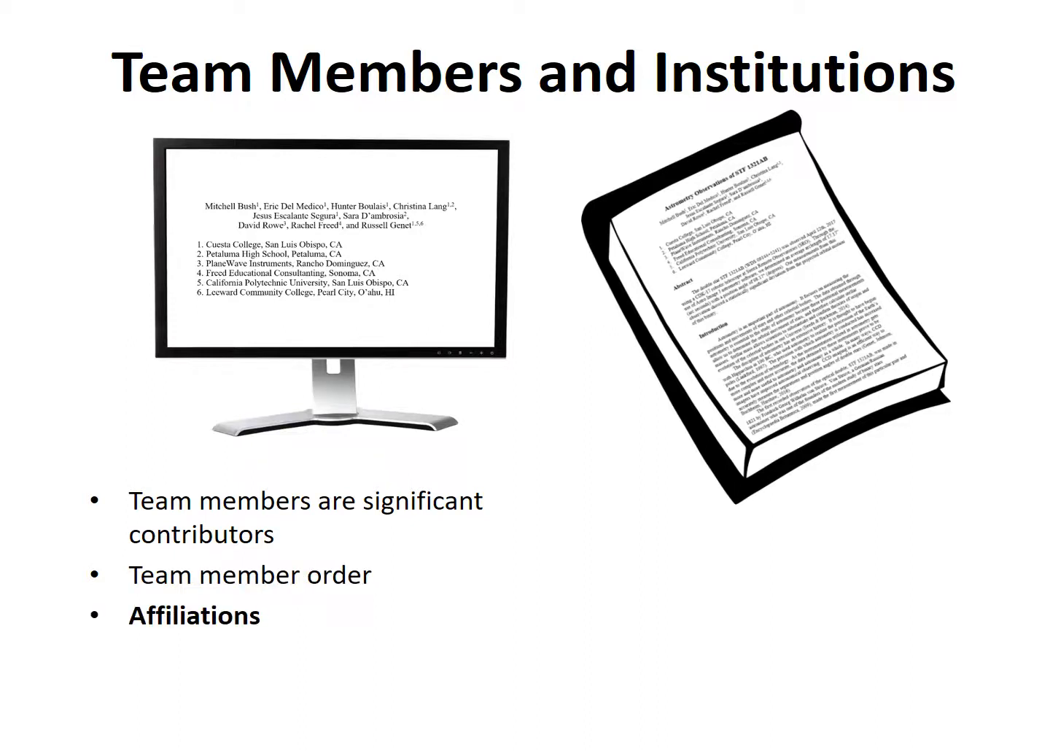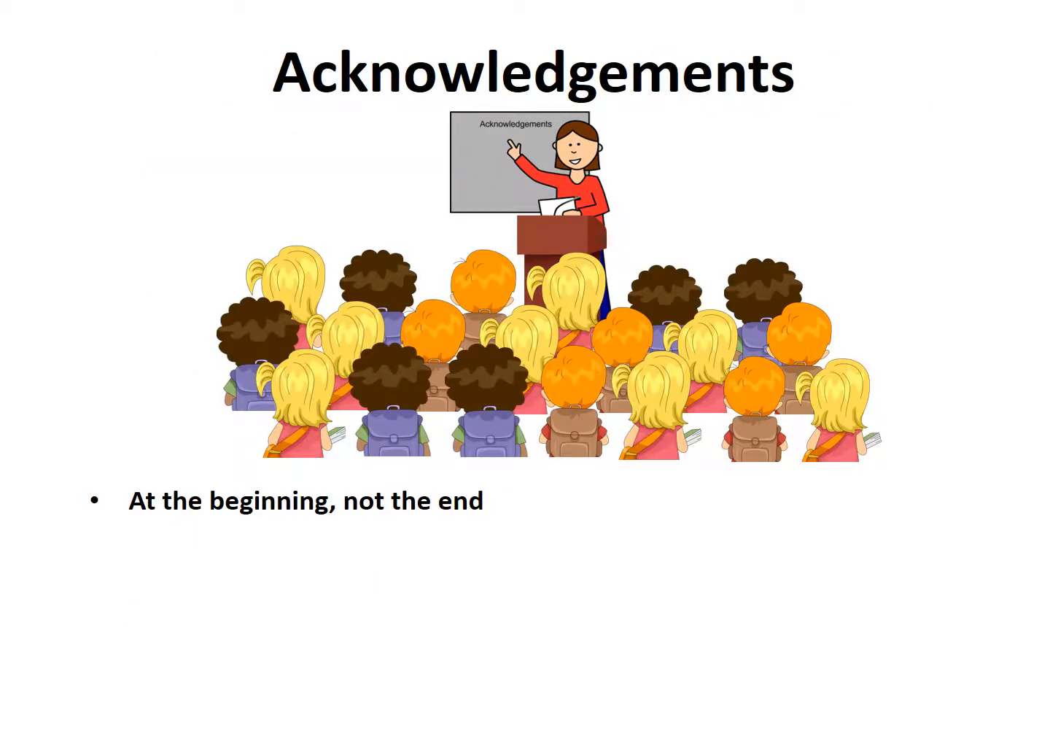The affiliation of each team member or group of team members should be given below their names. These affiliations may be schools, corporations, branches of government, or nonprofits, and should be the same as in the paper. The acknowledgments are best given near the beginning of the talk, not at the end, as is the case for the paper.